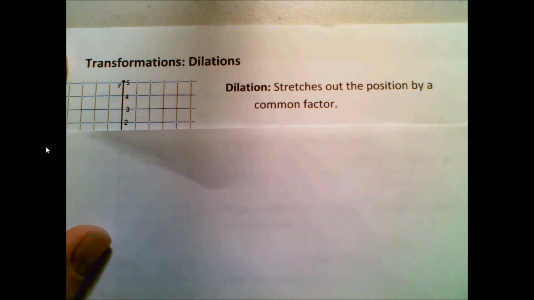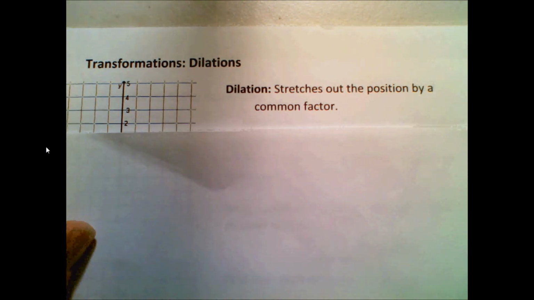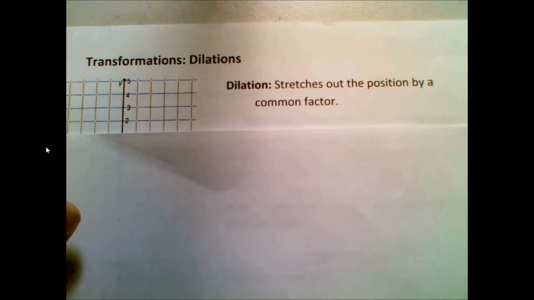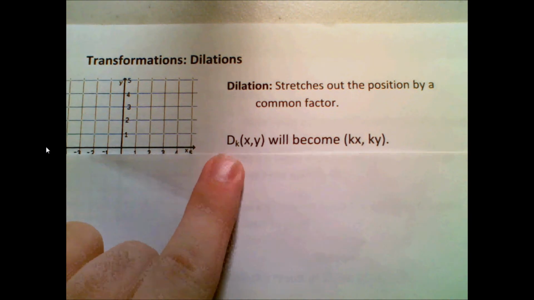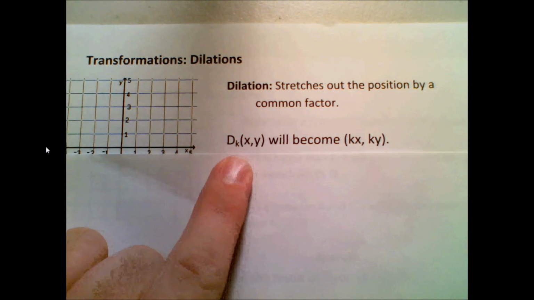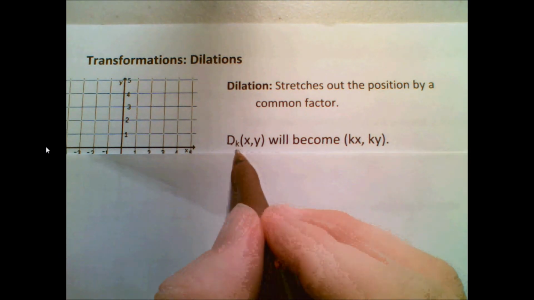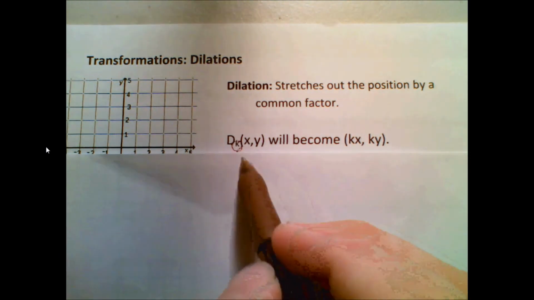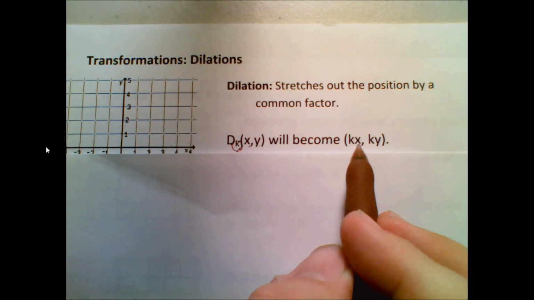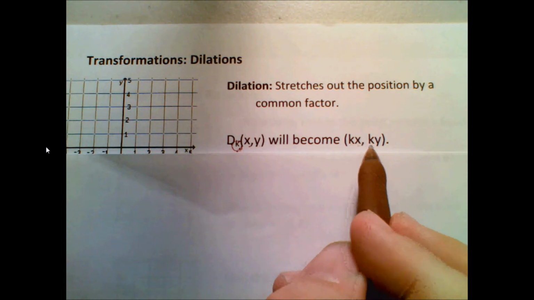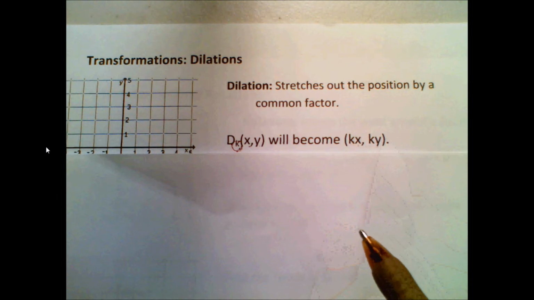Now, it may sound a little confusing, but instead of adding like we did with the translation, you're going to multiply by a certain number. This is how they word it. You have D_k, not D like Donkey Kong, but the dilation of a factor of k. We start with our point (x, y), and it will become (kx, ky). All you're going to do is perform a multiplication on each part.